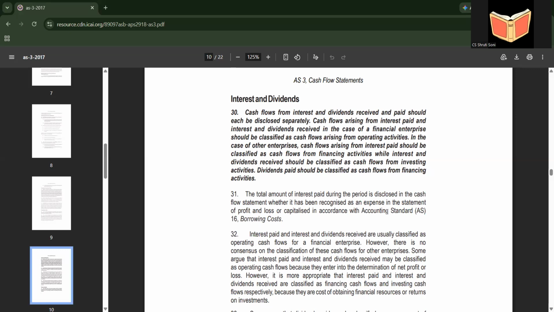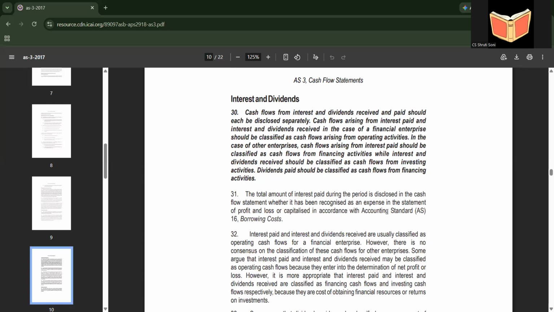Okay. Let's proceed further. Now, the total amount of interest which you have paid during the period, that you disclose in the cash flow statement, whether it has been recognized as expense in the statement or whether it has been capitalized, right? So whatever interest you have paid, you will show that in the cash flow statement, irrespective of whether you have expensed it or capitalized it under AS10, right? You can once again revise. Interest paid is, in the case of financial enterprises, operating activity. In other cases, interest paid is financing. Okay.